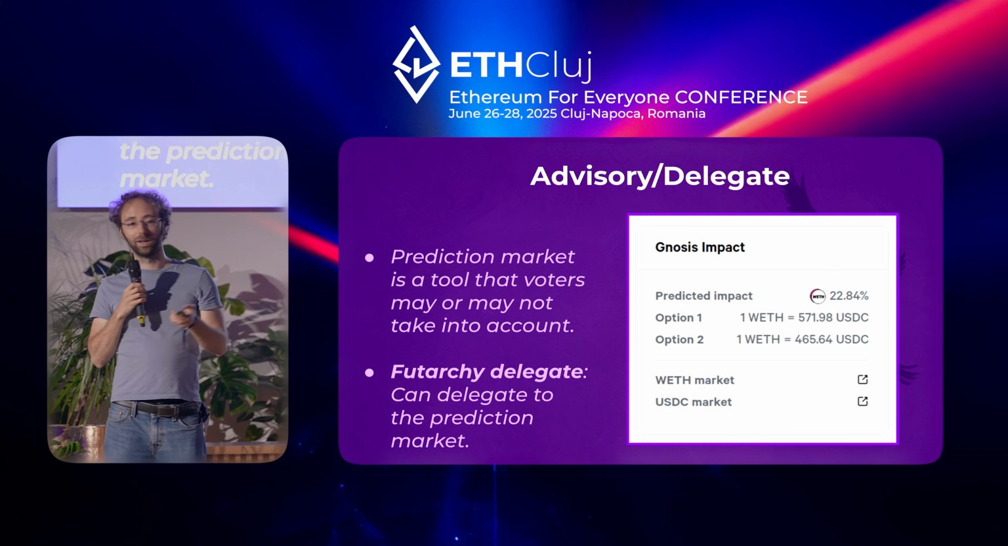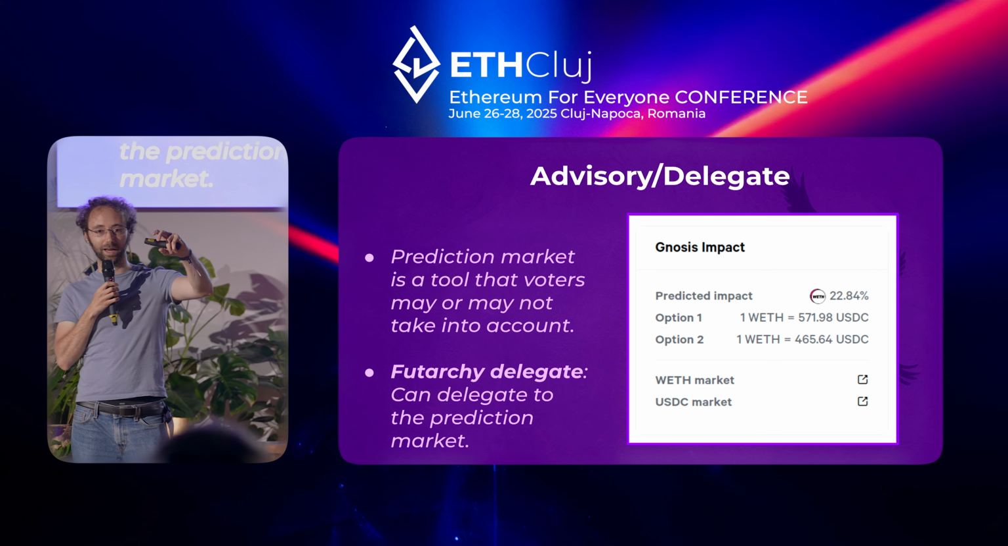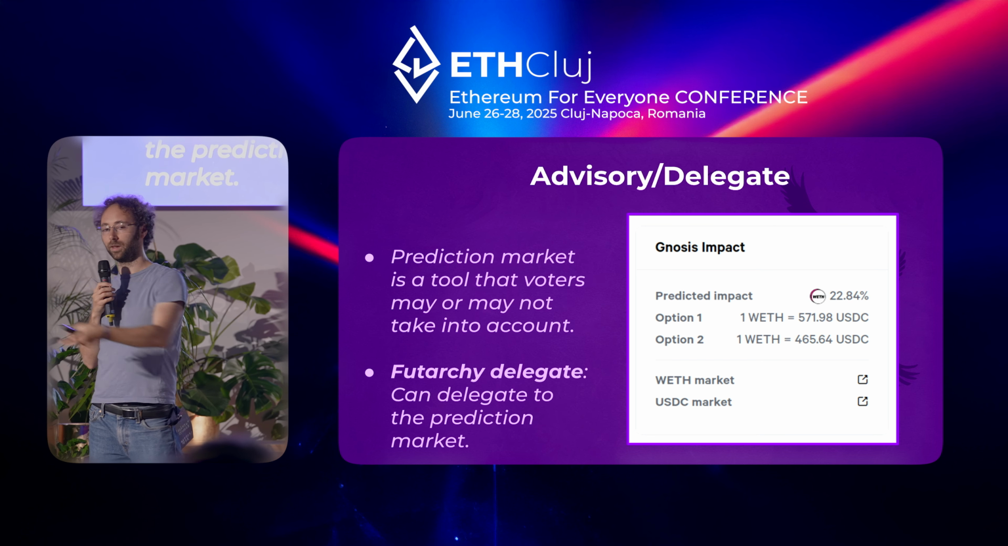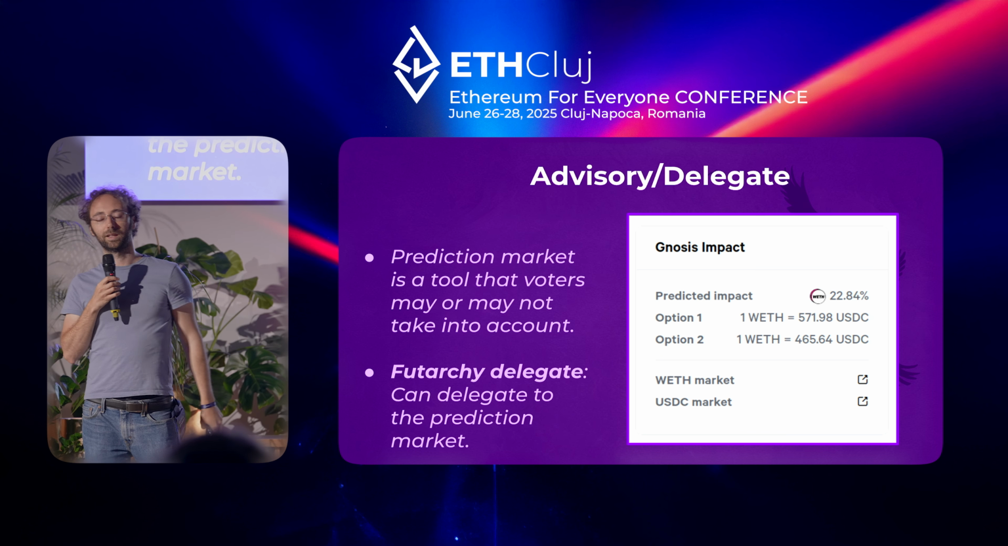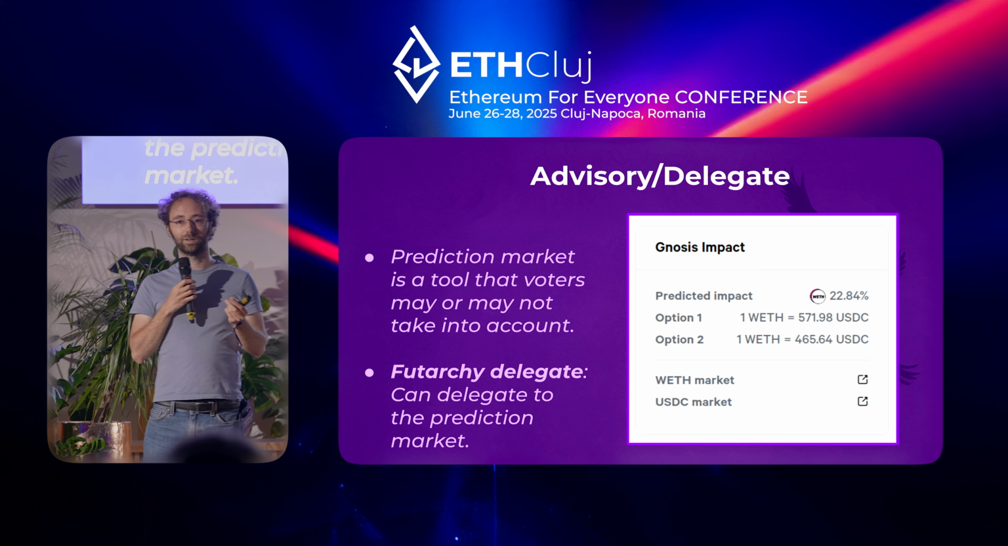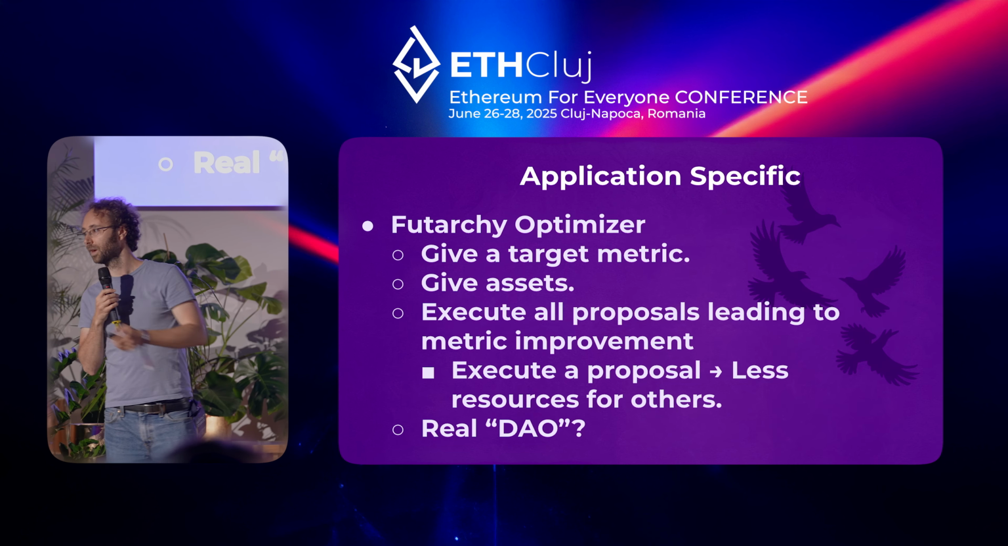What you can also do is delegate to Futarchy. You can have a Futarchy address, which is already going to vote the way of Futarchy, and you could say, hey, I'm going to put, I don't know, 10 or 25% of my tokens to delegate to this non-human delegate, which is just following Futarchy advice.